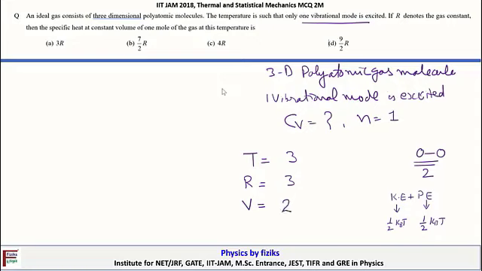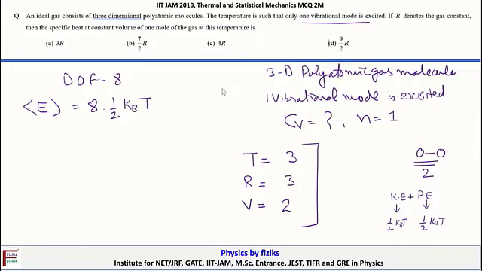Therefore the total degrees of freedom are 3 plus 3 plus 2, so we have a total of 8 degrees of freedom. So the average energy per gas molecule is equal to 8 into 1 by 2 kBT, which is equal to 4 kBT per gas molecule.